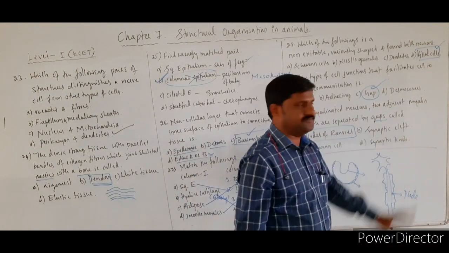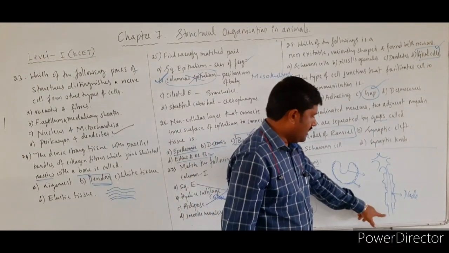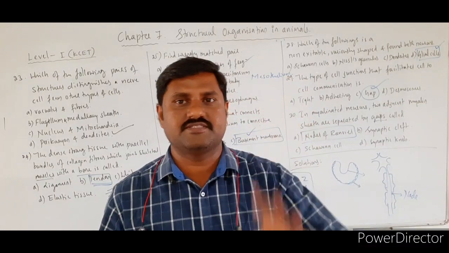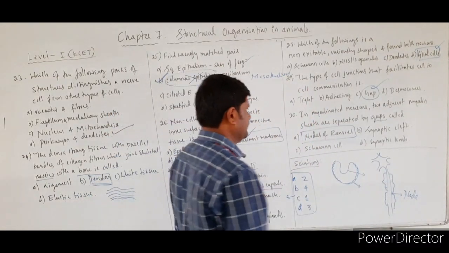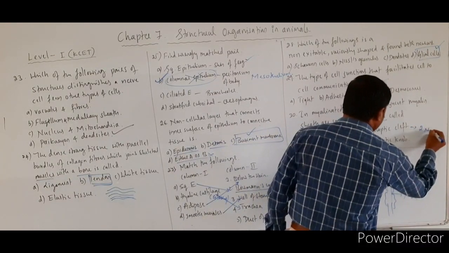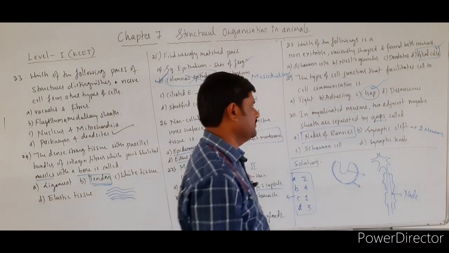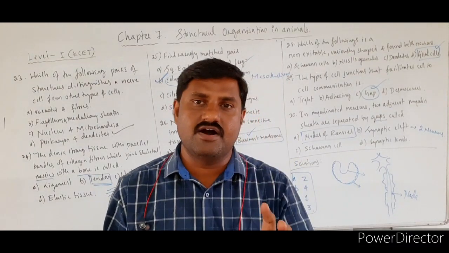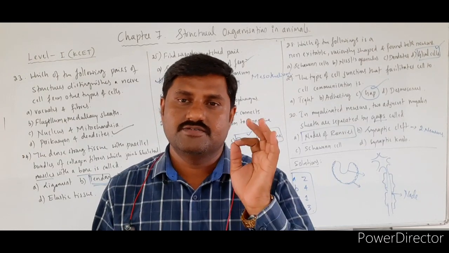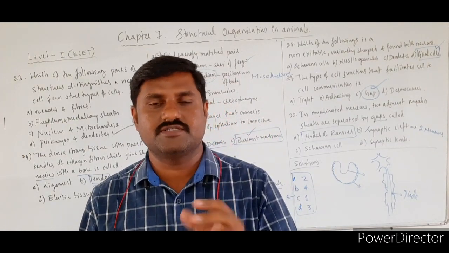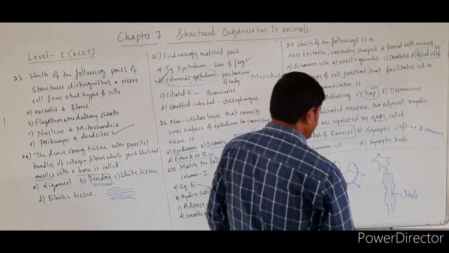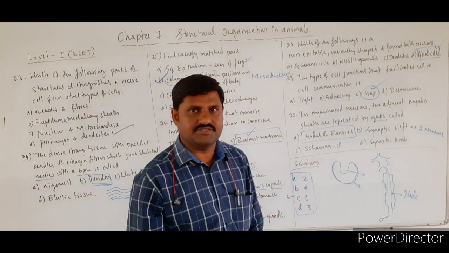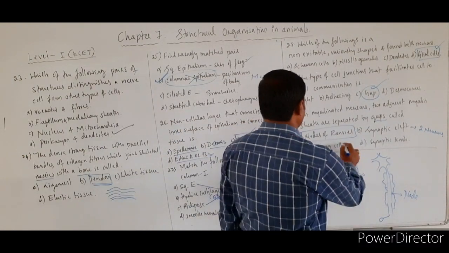What is synaptic cleft? See here, one neuron and another neuron. In between two neurons, there is a gap, and that gap itself is called synaptic cleft. It is the gap between two neurons. Synaptic knob, you know. There are some button-like structures seen at the terminal part of the axon, and those button-like structures are known as synaptic knobs. Right? Scavenger, you know it better.